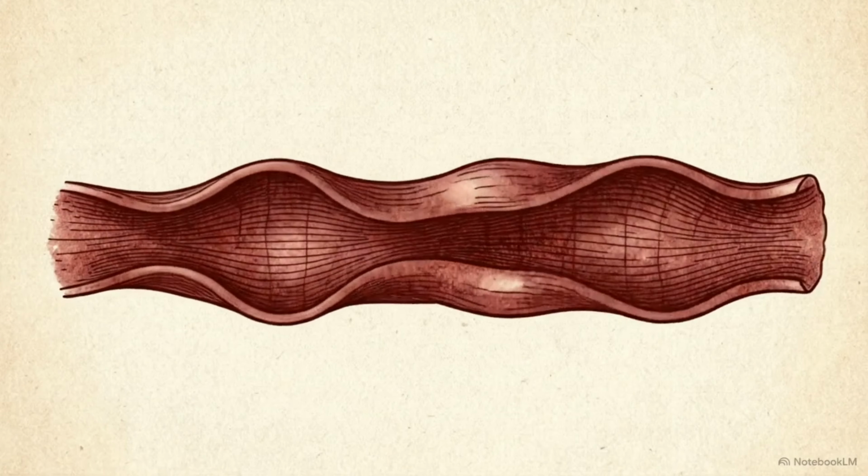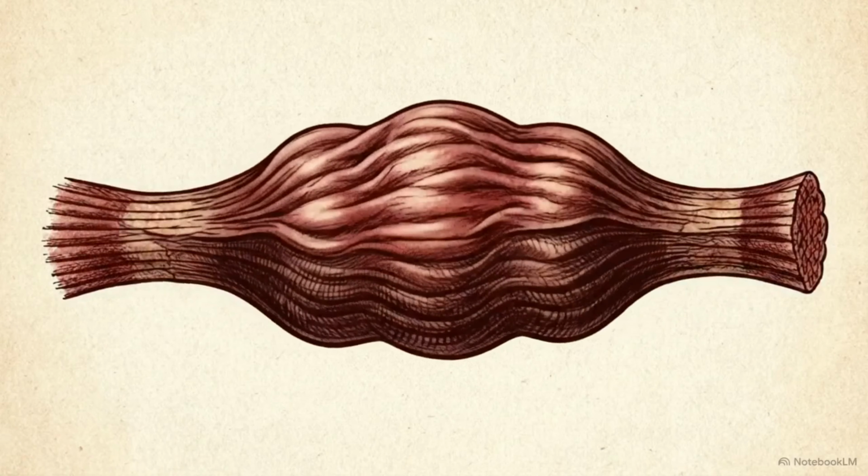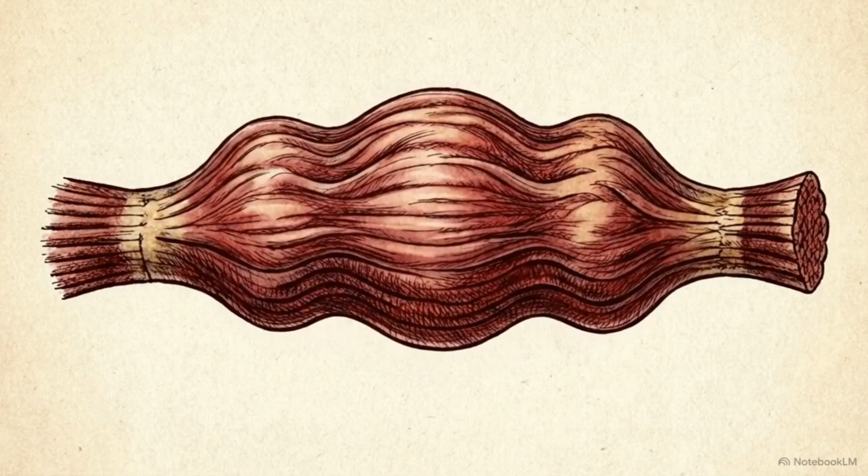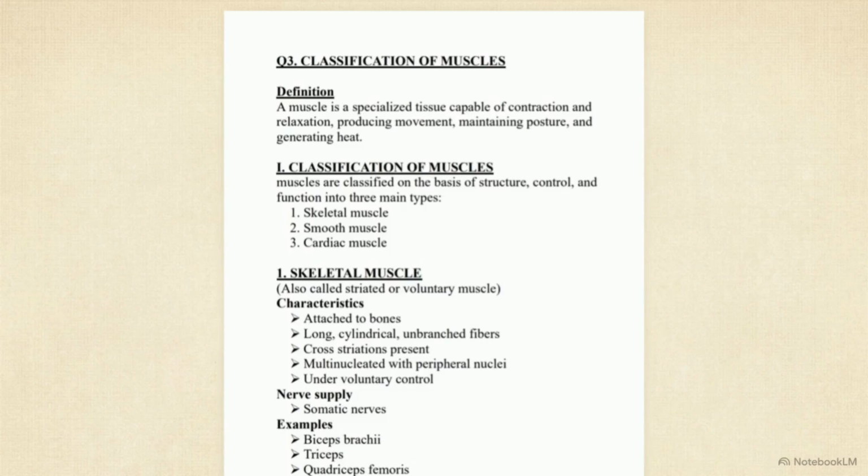At its core, the human body runs on a remarkably simple mechanical trick: the ability to tighten and release. We call the biological hardware responsible for this trick muscle. It is a specialized tissue designed to do exactly one thing: contract and relax. Scale that single cellular motion up, and it drives three major outcomes.